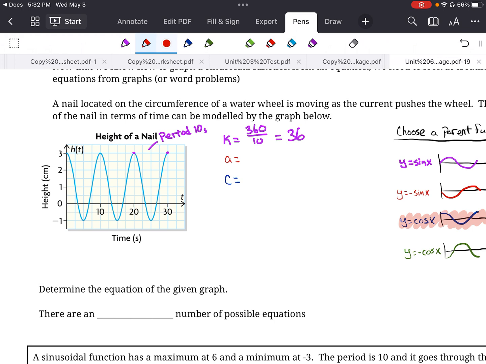Okay, the a value, or amplitude, we know is from the maximum. So the maximum is at 3, the minimum's at -1. So it's the maximum minus the minimum divided by 2. 3 minus -1 is 4. 4 divided by 2 is 2. And then we have the c value, which is the maximum plus the minimum divided by 2, which is 1. Okay, so our EOA is at 1.